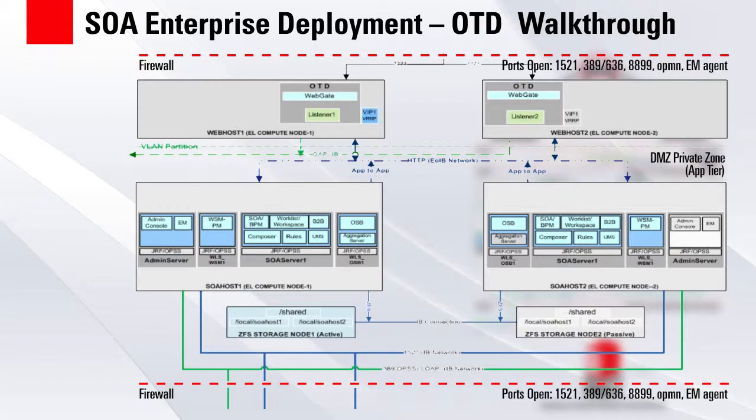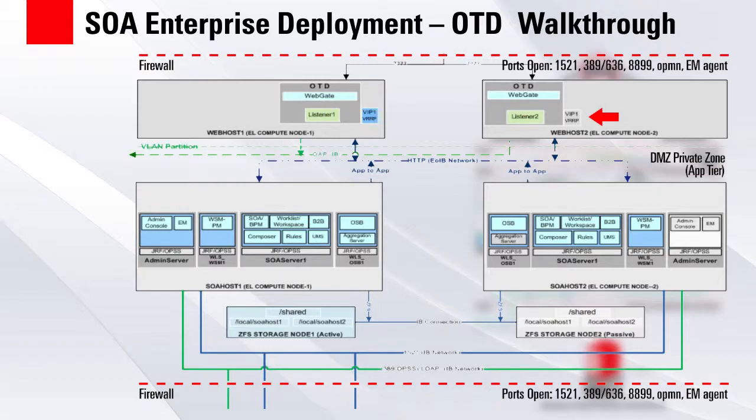So what happens if the OTD goes down? I mean, SOA still needs to talk to the OSB instance. So what happens is VRRP kicks in. The OTD VIP will be migrated to the other, SOA host 2. So you see the grayed out VIP on SOA host 2, that will become active.